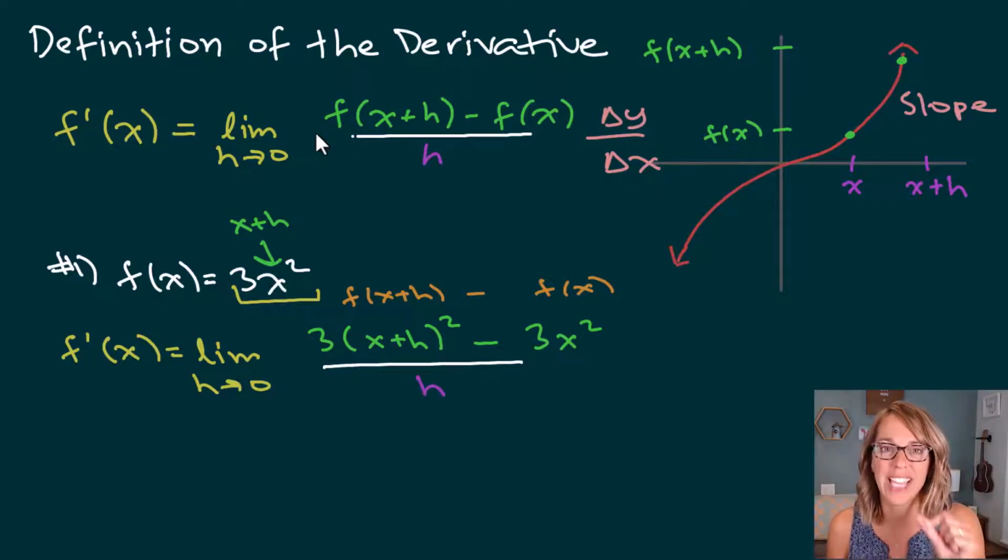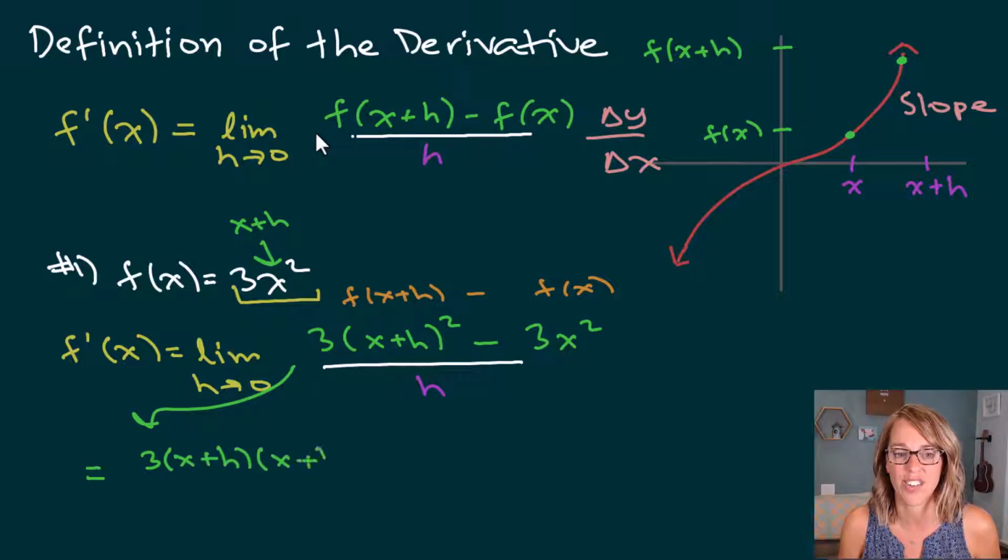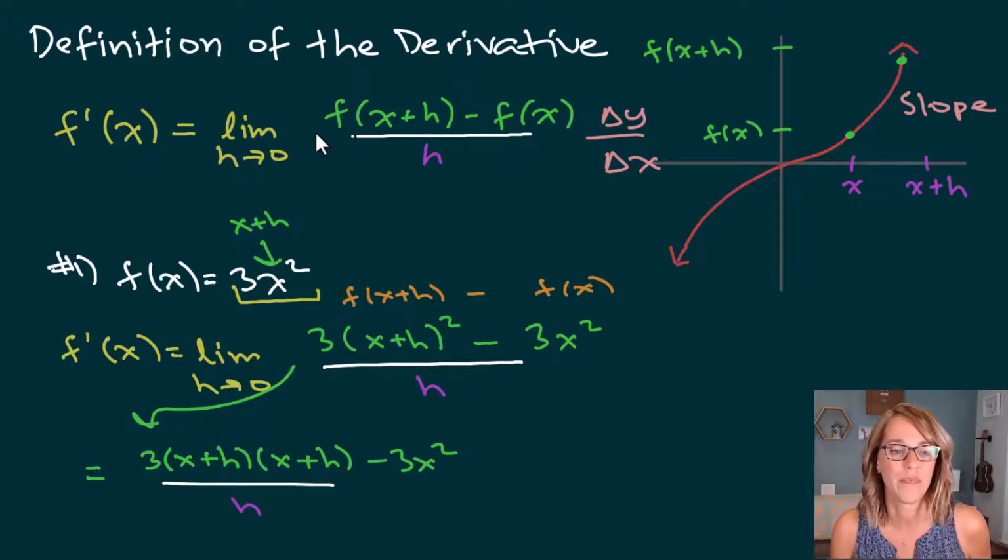Our algebra really happens up in that numerator. So let's go ahead and start working out the numerator. I'm going to leave off the limit for now, and I'm just going to go ahead and take our algebra through. Now I need to square out the x plus h, so I'm going to do that with FOIL. So x plus h times x plus h. Nothing to do with the 3x squared. And then I've got that divided by h in the denominator, which is just going to kind of tag along with us.